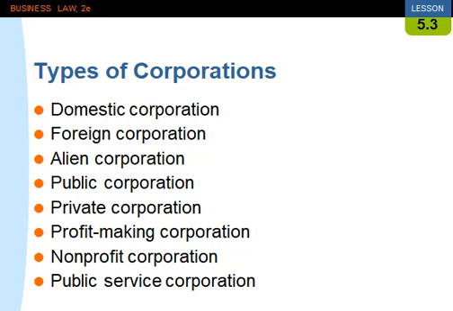Types of corporations include the following 8 examples. 1. Domestic corporation. 2. Foreign corporation. 3. Alien corporation. 4. Public corporation. 5. Private corporation. 6. Profit-making corporation. 7. Nonprofit corporation. 8. Public service corporation.